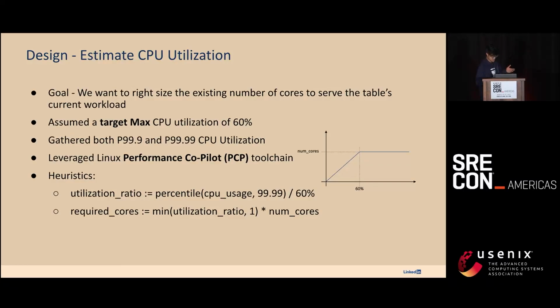Because Pinot runs queries at very low latency, tens of milliseconds, we need to collect the CPU utilization in a very frequent manner. We do that every 15 milliseconds. But we still don't want that to impact our system application performance. So we did some research and found that Linux Performance Co-Pilot is really useful, and it offers low overhead metrics collection, publishing, this kind of thing.